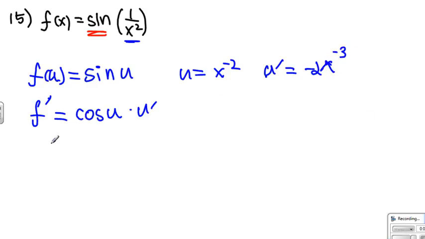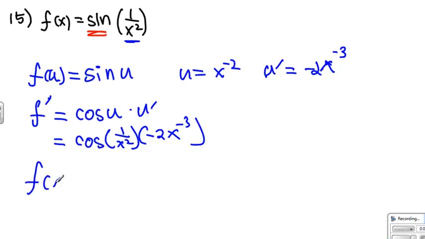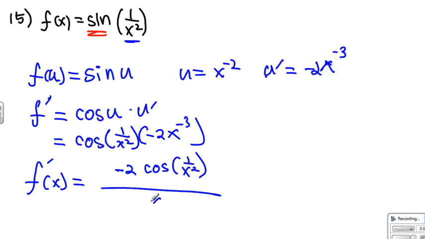Now, by applying that here, we end up getting cosine of u, which was equal to 1 over x squared, and u prime becomes negative 2 x to the negative 3 power. So our final answer, f prime of x, becomes negative 2 cosine of 1 over x squared, whole thing divided by x to the 3rd power. The negative exponent implies that it has to go to a different location, which in this case is the denominator. Alright, so that was number 15.